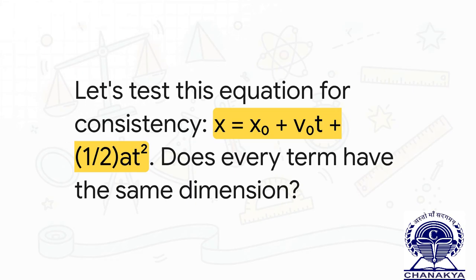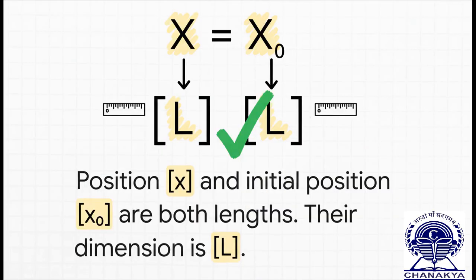Okay, let's put this superpower to the test. We're going to use a classic equation of motion from physics. This formula describes the position of a moving object. Now, for this equation to be correct, every single piece of it, the x naught, the v naught t, and the 1/2 at squared, every single one has to have the same dimension. Let's see if it does. Let's start with the easy ones. x is the final position, which is a length, so its dimension is [L]. Simple. x0 is the initial position, which is also a length, so its dimension is also [L]. So far, so good. The dimensions match.